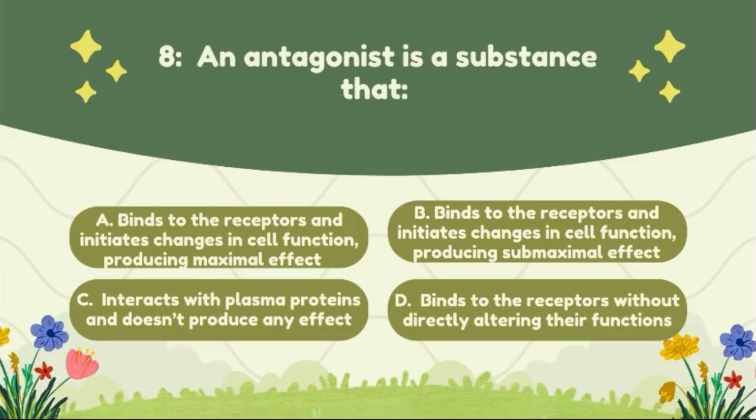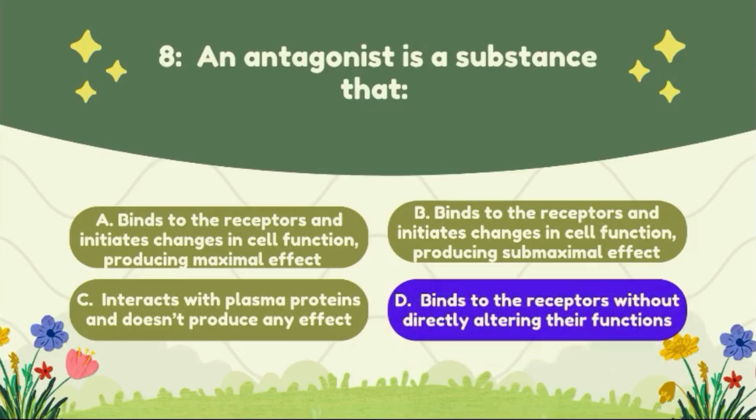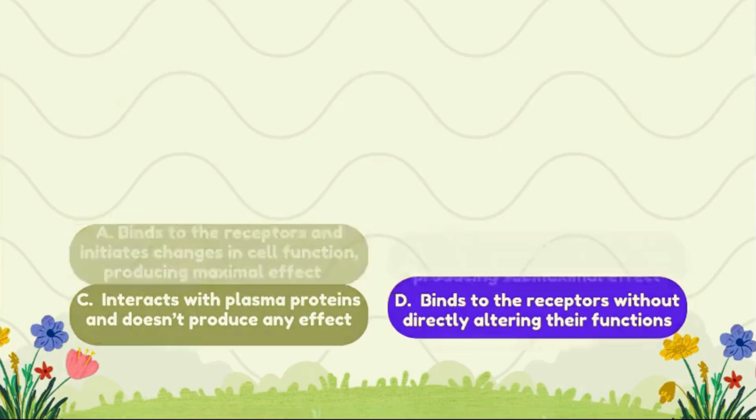Question number 8. An antagonist is a substance that: A. Binds to the receptor and initiates changes in cell function producing maximum effect. B. Binds to receptor and initiates changes in cell function producing submaximal effect. C. Interacts with the plasma proteins, does not produce any effect. D. Binds to receptor without directly altering their functions. So answer is option D, bind to the receptor without directly altering their functions.